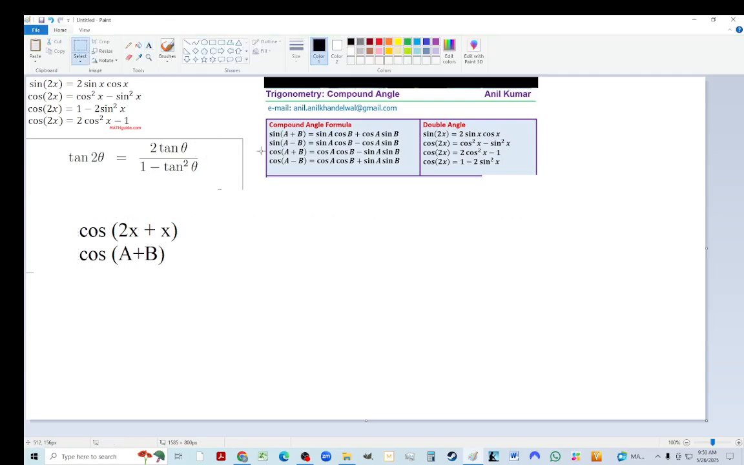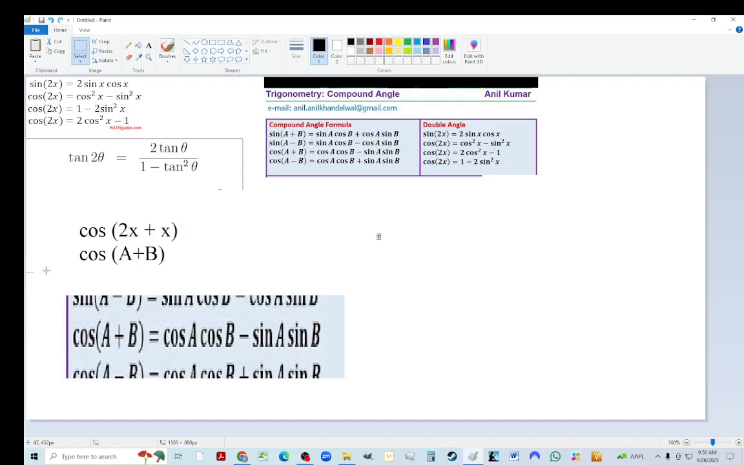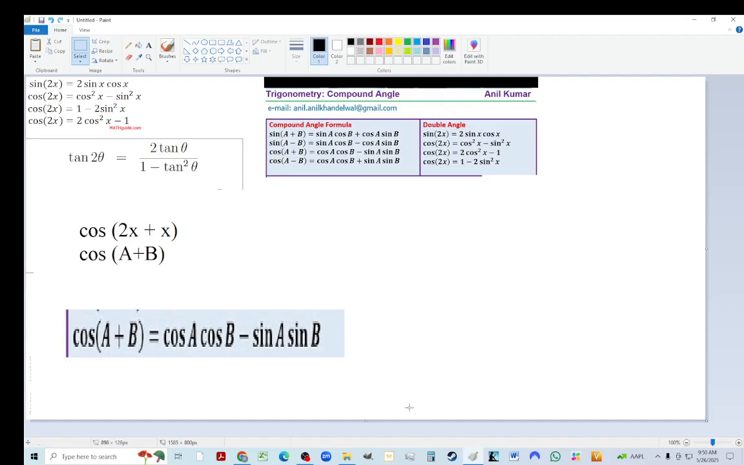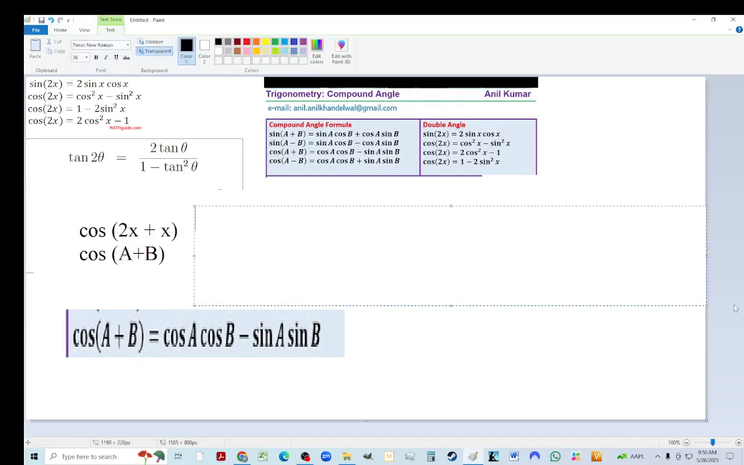So we look at this formula right here, and we pull it down. There we go. And instead of A and B, we replace it with 2x and x, times cos of 2x minus sine of x times sine of 2x.